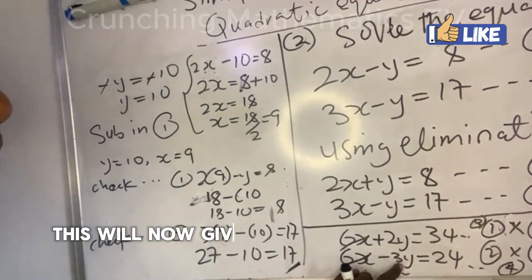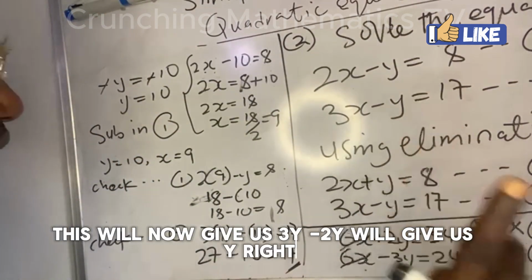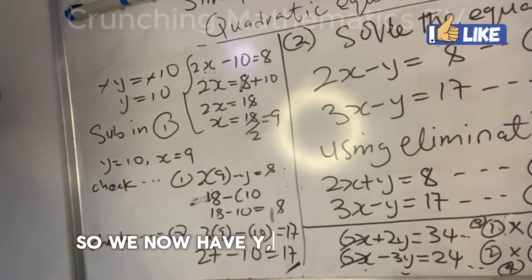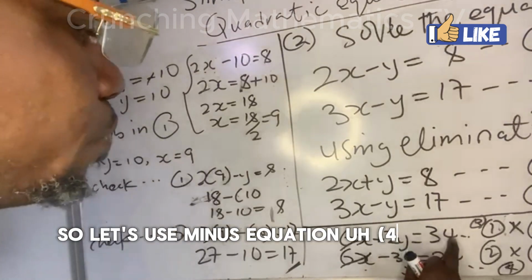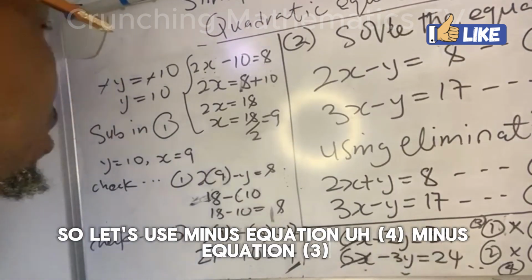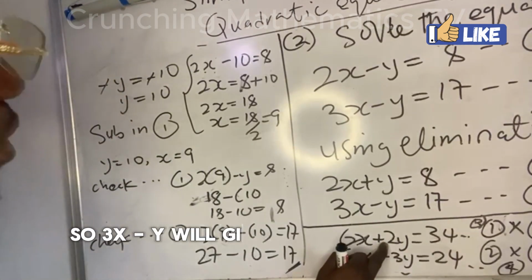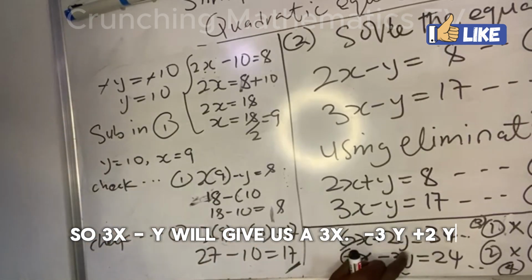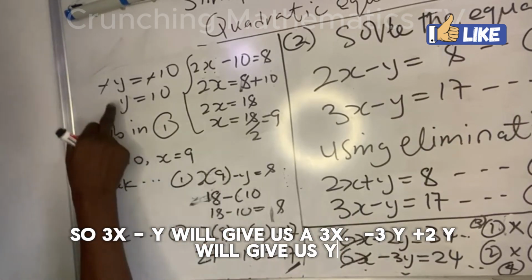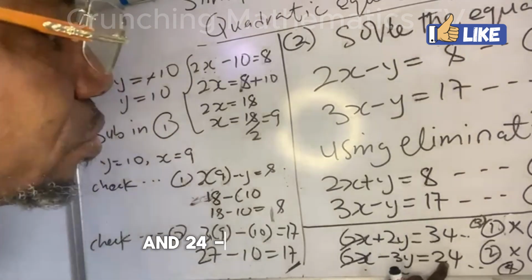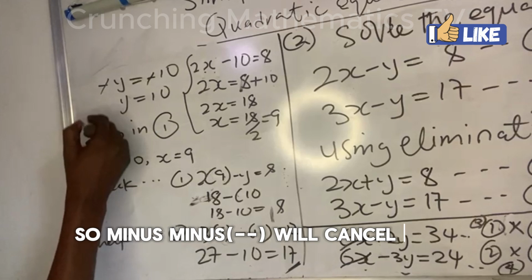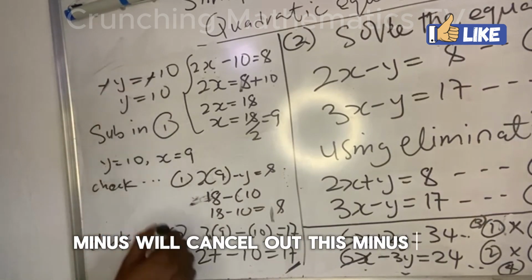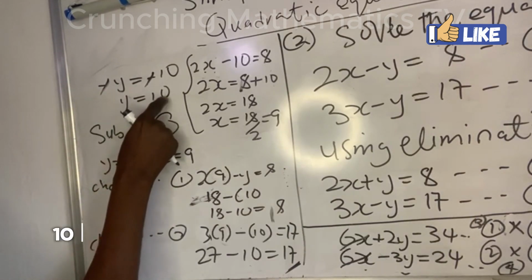So we now have y. Let's use equation 4 minus equation 3. So minus 3y minus 2y will give us minus y, and 24 minus 34 will give us minus 10. The minus signs will cancel each other out, so y is equal to what? 10. This is our answer.